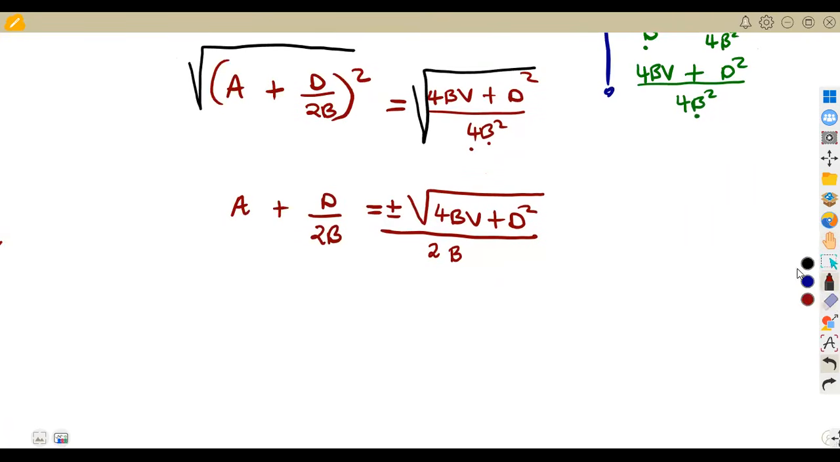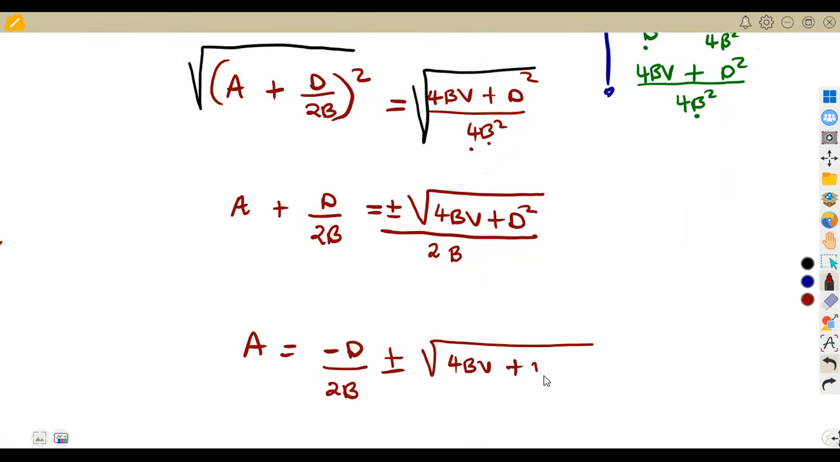We are going to transpose this to the other side. It becomes a negative there. So meaning to say a is going to be equal to minus d over 2b plus or minus the square root of this part, which is 4bv plus d squared. Everything that we have here is over what?